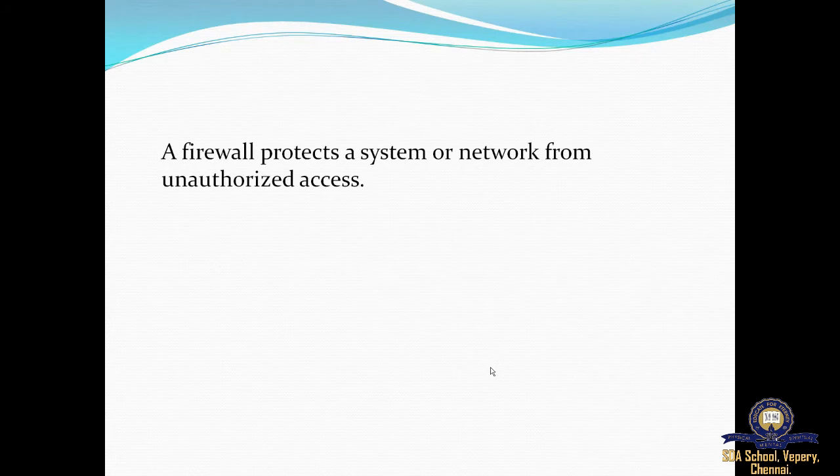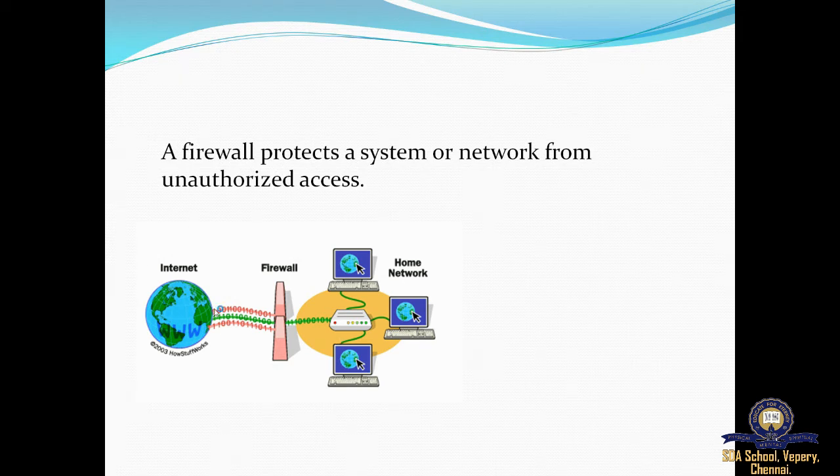A firewall is nothing but something that protects a system or network from unauthorized access. Those who are accessing a file in your network should be protected from unauthorized users. Those who don't have the permission to access your file should not be given permission to access that file. As shown in this diagram, from the internet you are accessing some data that is required for you. You have a firewall over here which will be protecting against unnecessary data.